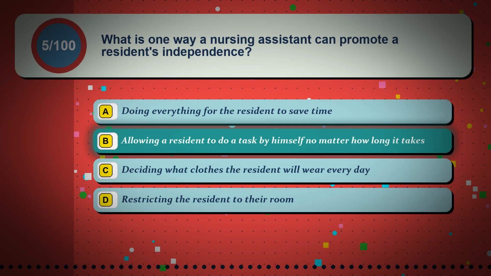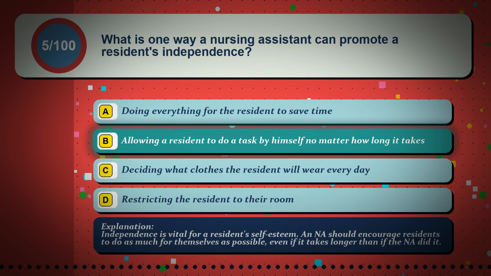The correct answer is option B. Allowing a resident to do a task by himself no matter how long it takes. Independence is vital for a resident's self-esteem, and NAs should encourage residents to do as much for themselves as possible, even if it takes longer than if the NA did it.